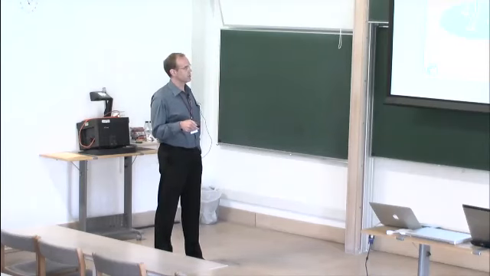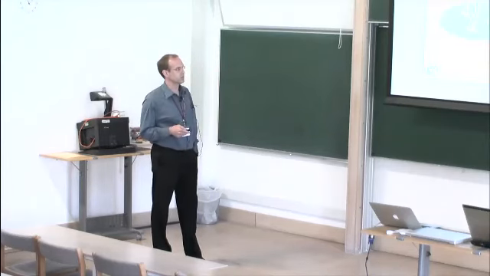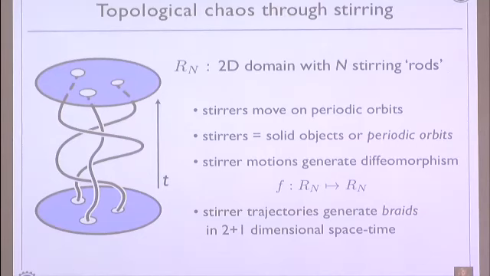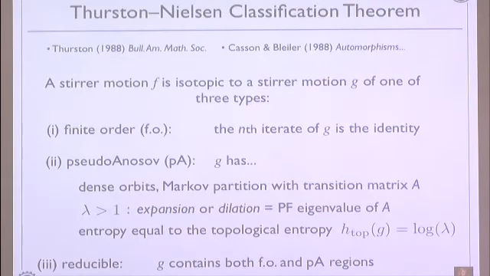And I'm going to use the idea of braids in order to help us visualize what's going on. Okay, so the Thurston-Nielsen classification theorem, again. We're looking here at pseudo-Anosov type motions. And Jean-Luc talked about how reducible really isn't that interesting. Actually, most of what I'm going to show you is reducible, but it's reducible to something that is pseudo-Anosov, so we don't really need to talk too much about reducible.